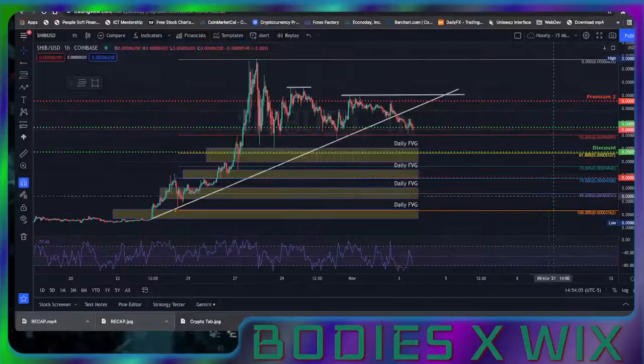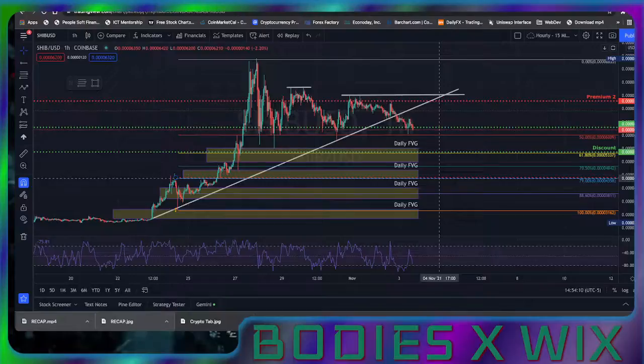Again, my thoughts, it's going to be dropping down to around the 80%, to the bottom of the daily fair value gap. And after that, we should probably see it pick up, or at least hopefully.